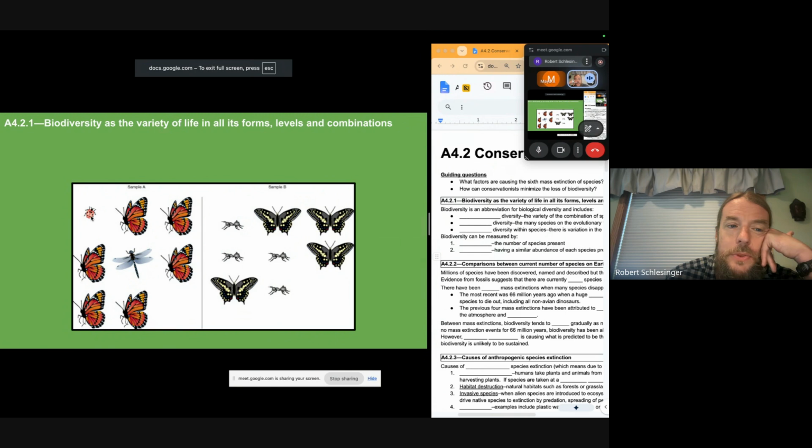So here we see three species, and so it's slightly more rich, right? But in sample B, we see two species. However, you're a sharp cookie, so you probably have noticed that there's four ants here and four butterflies. Whereas here we've got 5 or 6 monarchs and then one dragonfly and one ladybug.